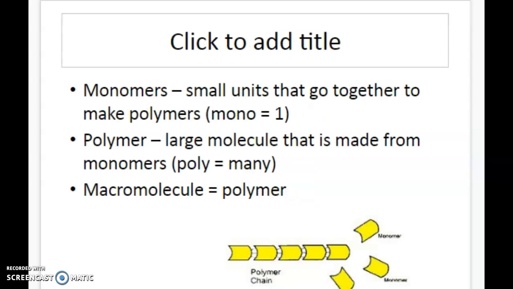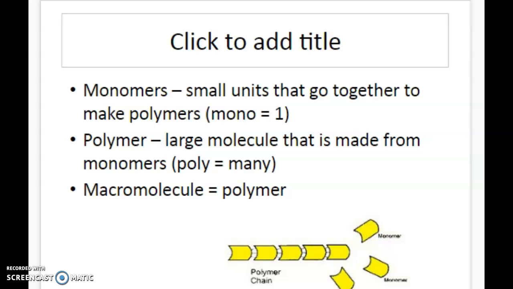Now, when we're talking about those smaller pieces, they are called monomers. These are the small units that go together. That would be like one single puzzle piece. And when you put them all together, you have a polymer. Poly means many, so you have many of those monomers put together. So it's a large molecule, and it's made from the monomers. Like I said, the monomer would be a small puzzle piece, and the polymer would be the large puzzle put together. So a macromolecule is actually a polymer because it's made up of many smaller things.